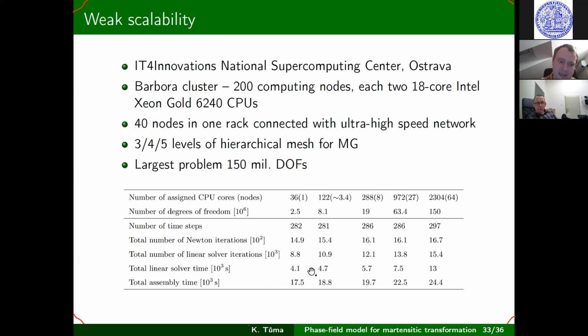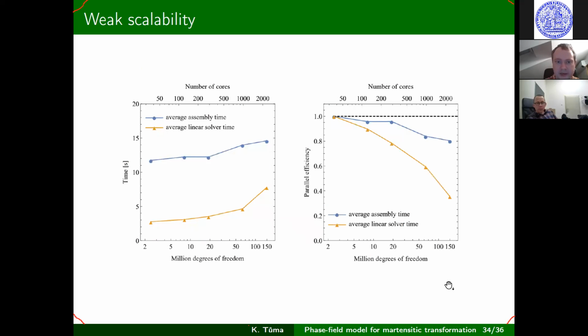However, what you can see is that the total linear solver time is quite big, and it increases with the number of degrees of freedom. This is also given here in this graph. So you can see that up to 64 million degrees of freedom, it increases just slightly. This is the linear solver time, but then if we go from 64 million degrees of freedom to 150, there is a big increase. But still, the assembly time is higher than the linear solver time. So in total, it is not so bad. It also shows that the implemented model is quite complex, and to assemble the residuum and the tangent matrix is very heavy.